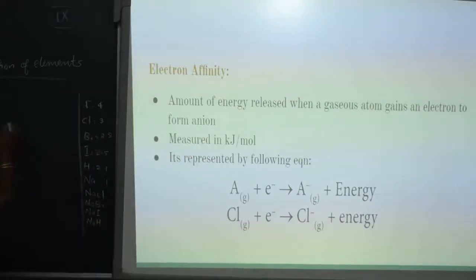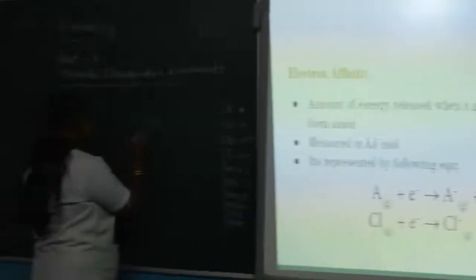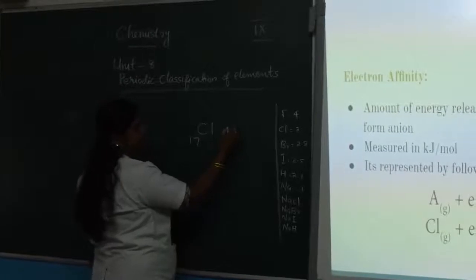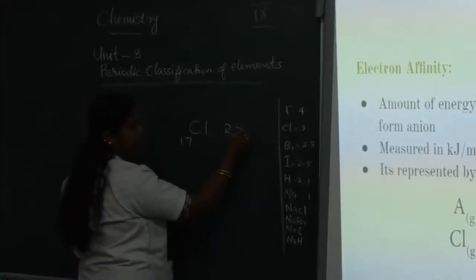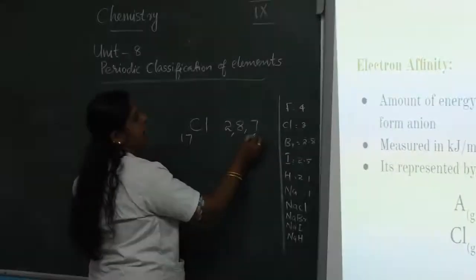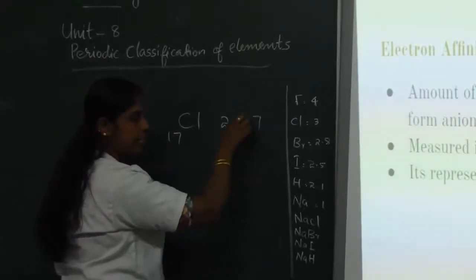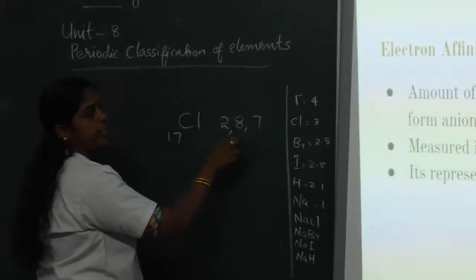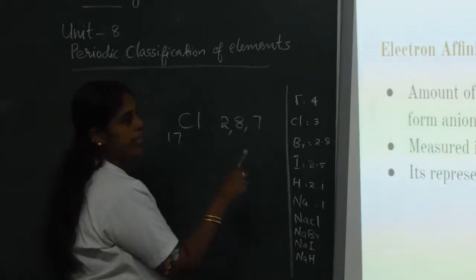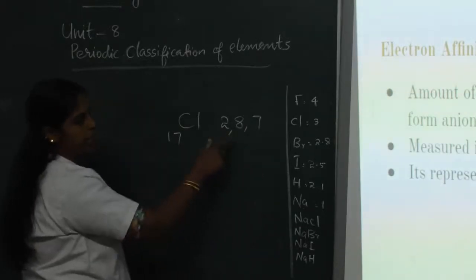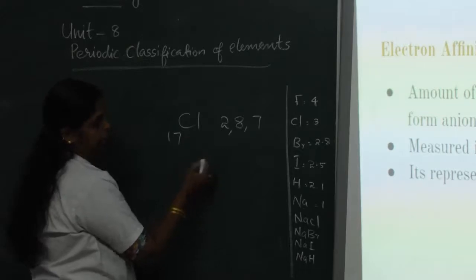In the case of chlorine, the atomic number is 17. We can write the electronic configuration 2, 8, 7. The outermost shell contains 7 electrons. If it gets 8, it becomes stable. So it gains 1 electron from the nearby sodium. At that time it forms an anion.